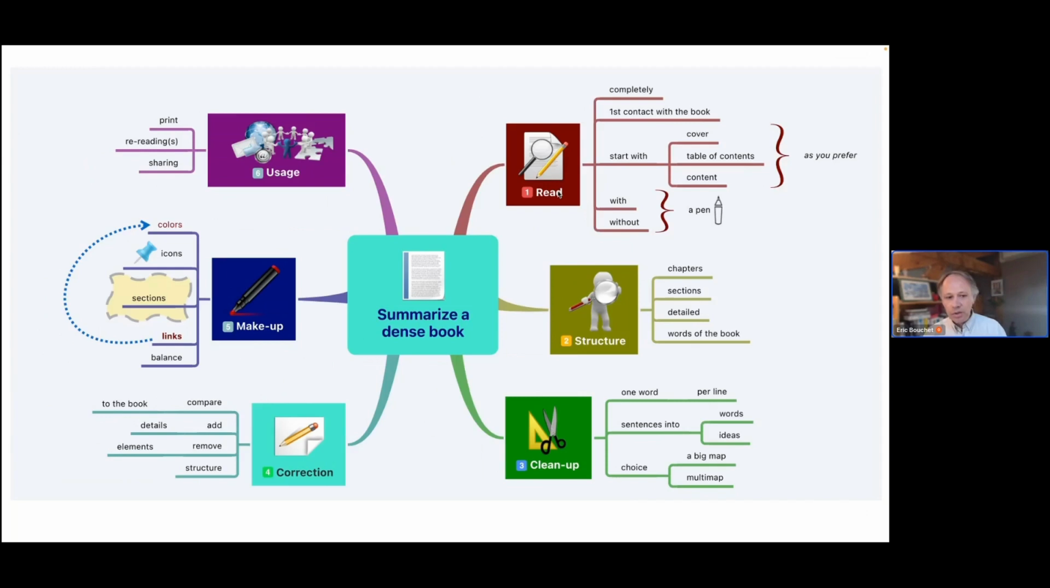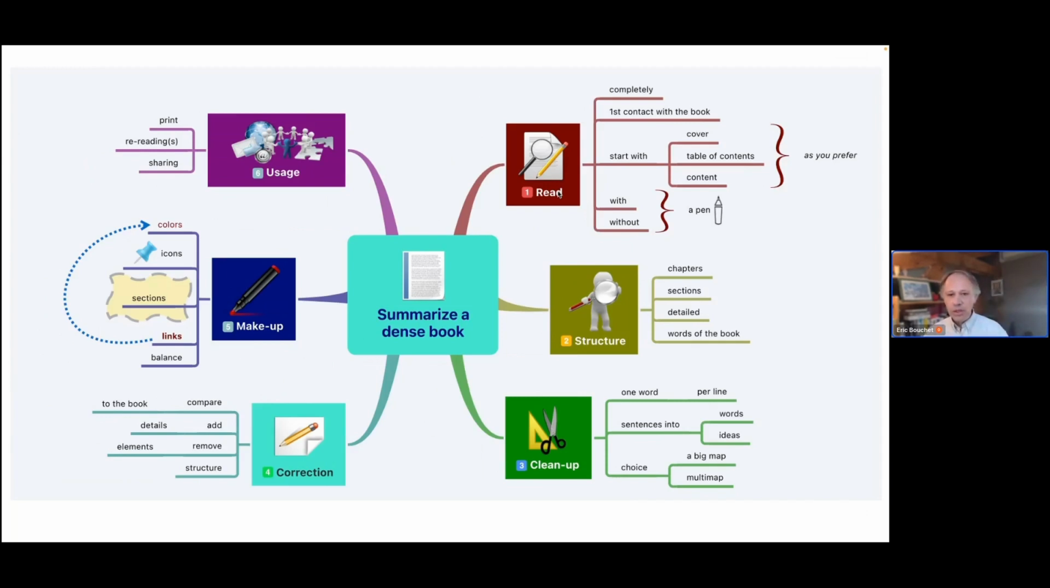Especially at step 5, we're going to be talking about adding things. You need space for that. So if you decide to keep a big map, that might be difficult to add to. The multi-map will give you more space to add information. So we go into step 4 now. Step 4 is about correcting the content.